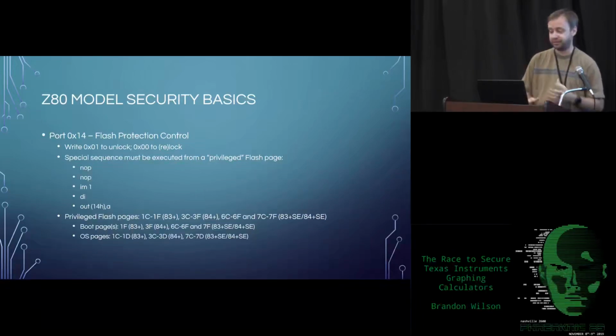There's a special sequence of Z80 instructions, which are those 5 there. There's a certain sequence of instructions, like IM1, interrupt mode 1, and DI, disable interrupts, that has to be run in order for writes to that port to stick. And those instructions explicitly prevent interrupts from running and interfering with this process, so you can't steal control while this is happening.